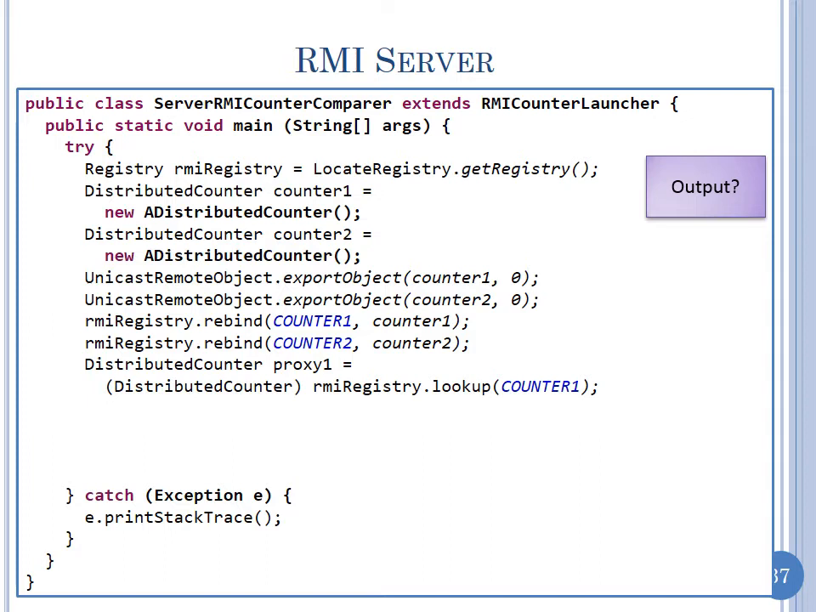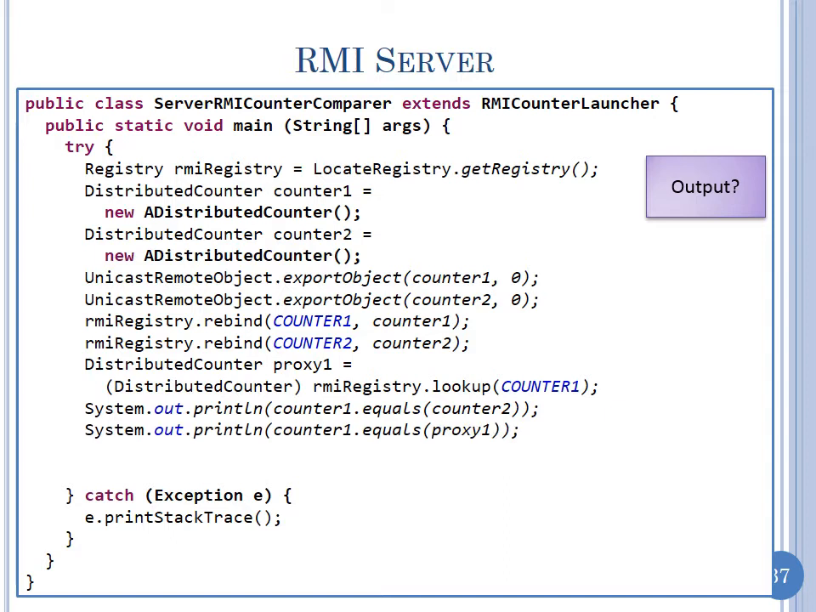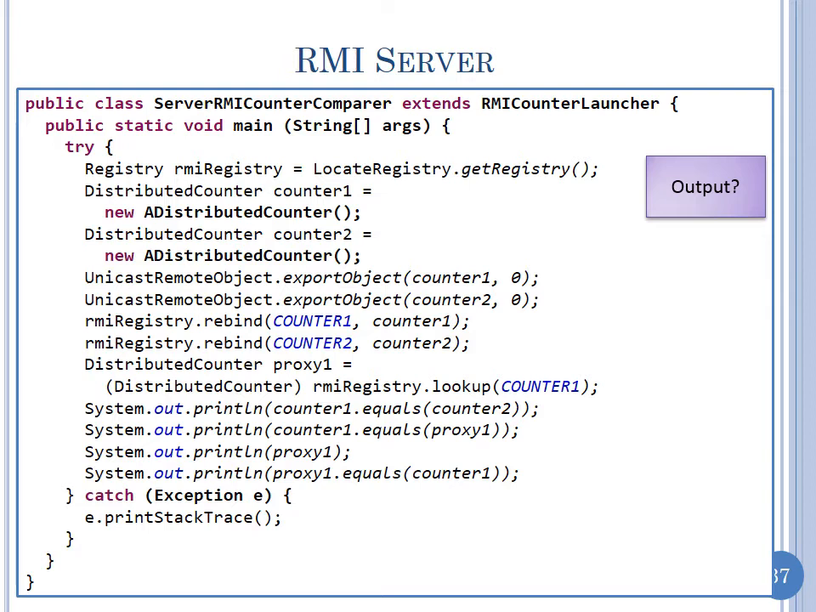Okay, and now I'm going to do a bunch of equals. Is counter 1 equal to counter 2? You've seen the code of counter 1, and you've seen the whole code. So will counter 1 be equal to counter 2? Will counter 1 equal proxy 1? This is something you can't figure out right now, but you can put some constraints on what proxy 1 will print out. So what are those constraints? And is proxy 1 equal to counter 1? Okay, so think about this now.